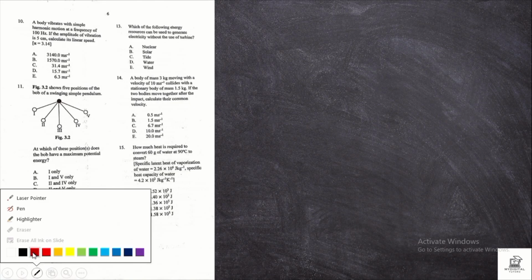We're going to start from question 11. Question 11 says Figure 3.2 shows 5 positions of a bob of a swinging simple pendulum. At which of these positions does the bob have maximum potential energy? This question is simple, but you should know that potential energy depends on height, mgh, the energy possessed due to position or configuration, right?